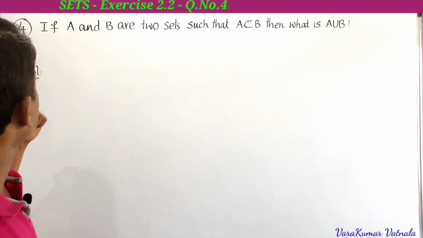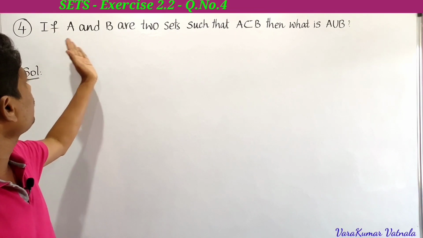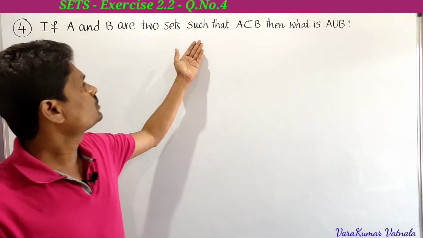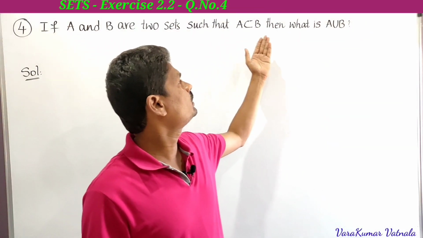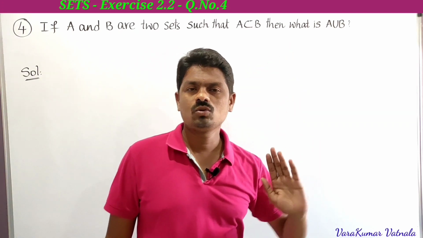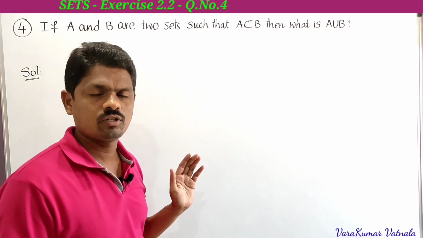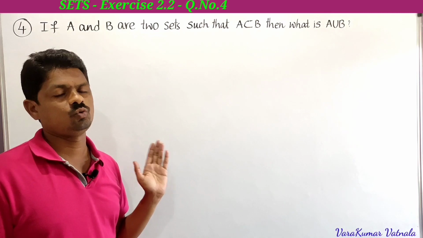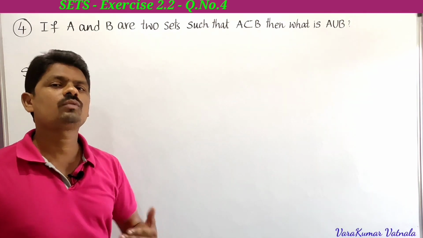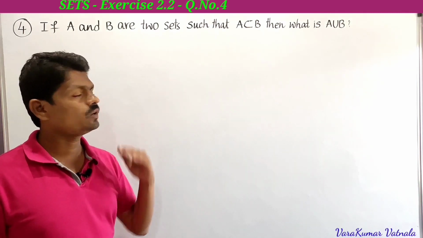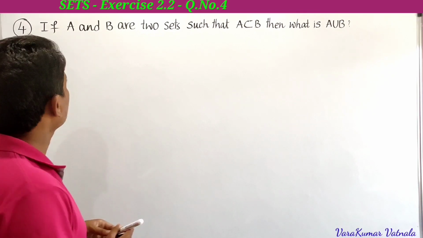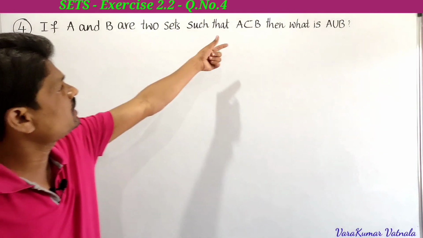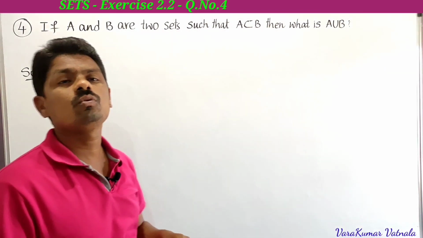See here what he is asking us to find. If A and B are two sets such that A is a subset of B, then what is A union B? So it is also very important. He has asked this many times for 1 or 2 marks. Just take one example to show A union B. A and B are two sets and the condition is A is a subset of B.